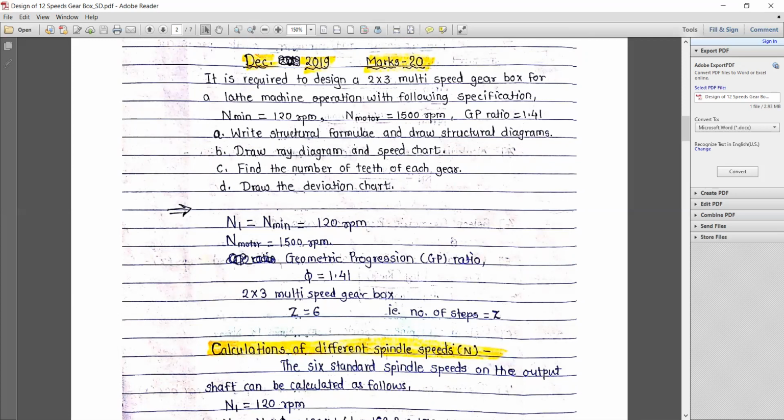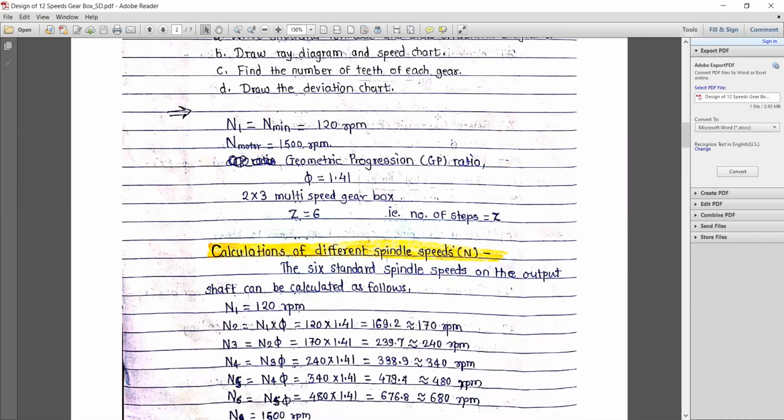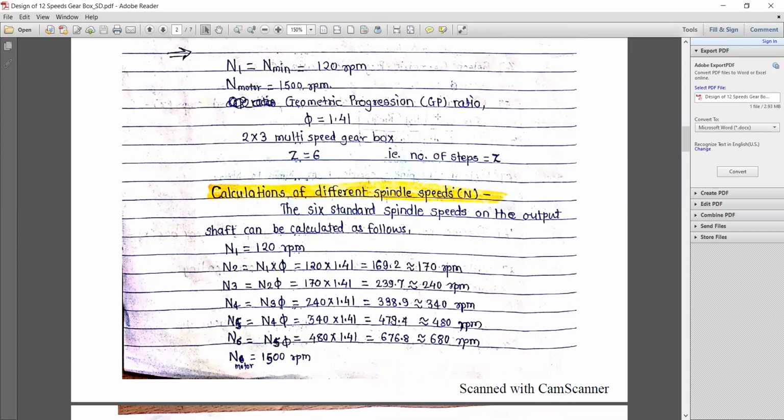So just start by writing down the given data. Minimum speed, that is N1, is equal to 120 rpm. Motor speed, N motor, is 1500 rpm. Geometric progression ratio, GP, phi is equal to 1.41, and a 2x3 multi-spindle gearbox. So we need to find out the number of steps. 2 into 3 is equal to 6, so Z is equal to 6. Total number of steps is 6.